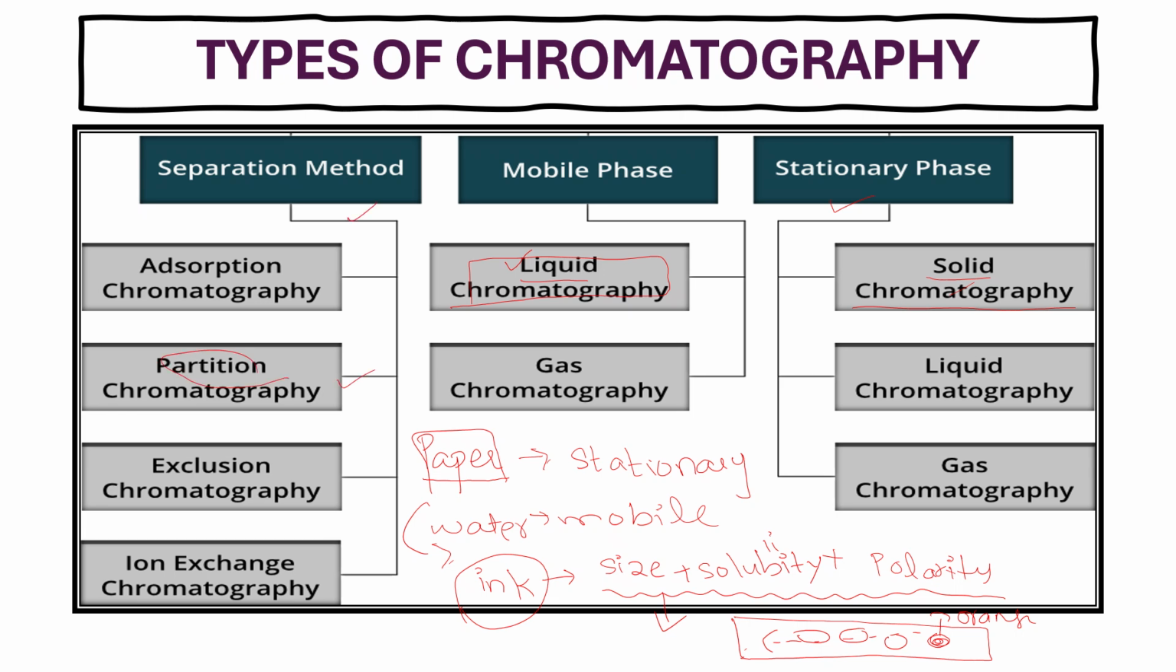So chromatography is not just one type. On the basis of the mobile phase, on the basis of the stationary phase, and on the basis of the method, we have variable types of chromatography.